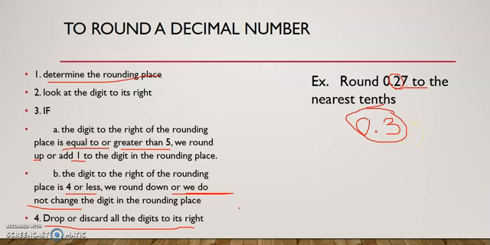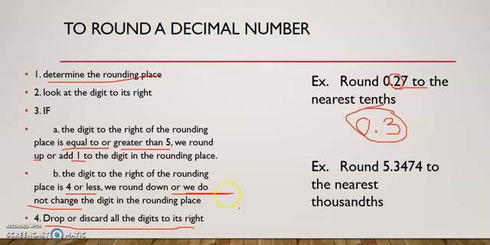Okay, let's take another example. Round 3,474 ten-thousandths to its nearest thousandths. Okay. First, determine the rounding place. This is tenths, hundredths, thousandths. So the rounding place is the thousandths place. Next, look at the digit to its right.